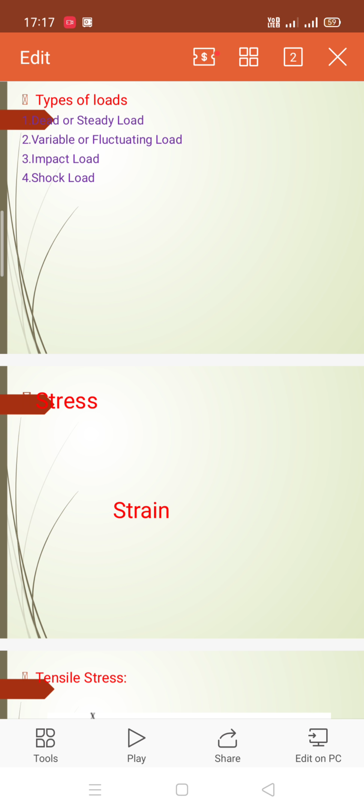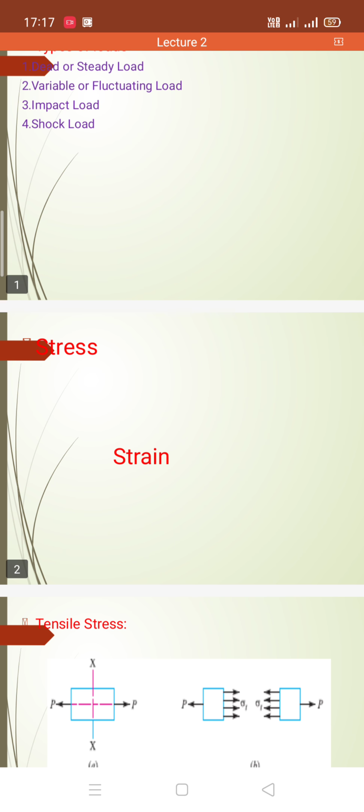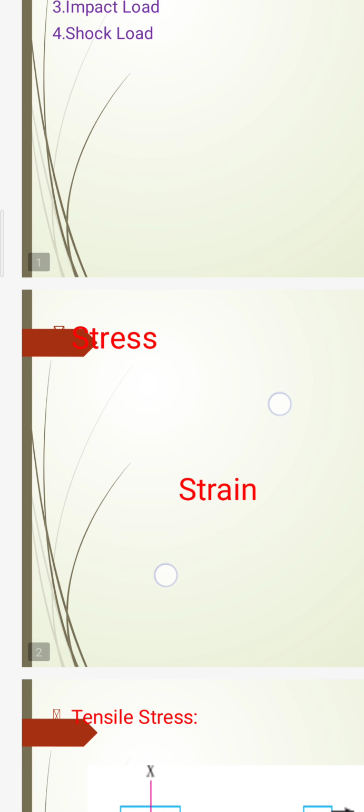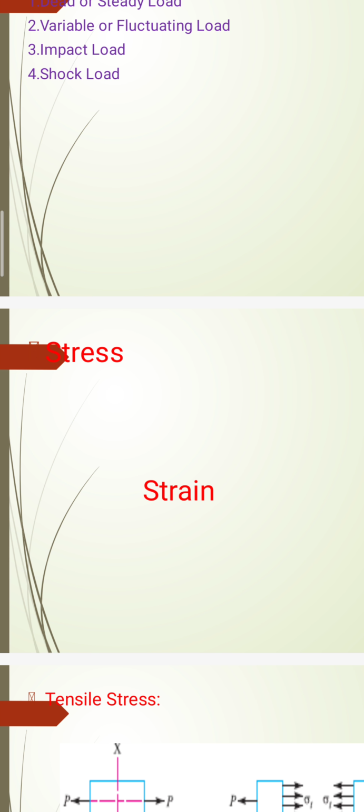Okay, then the next point is stress and strain. So what is stress? Basically, these are basics you have already been taught in your strength of materials. So just a revision of stress and strain.